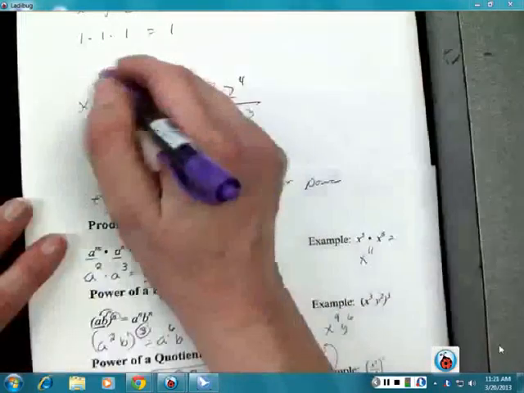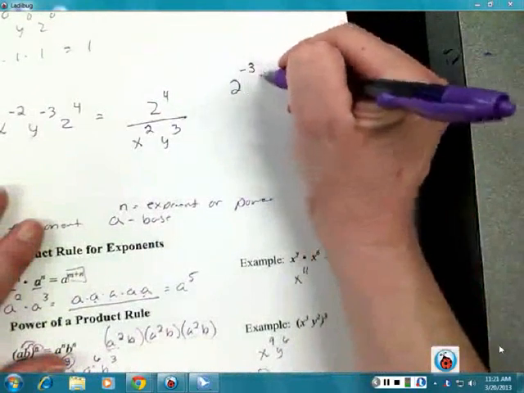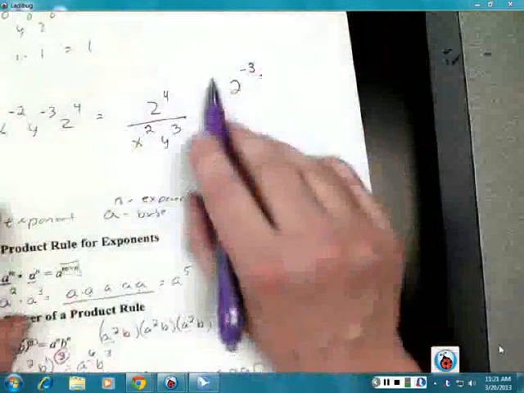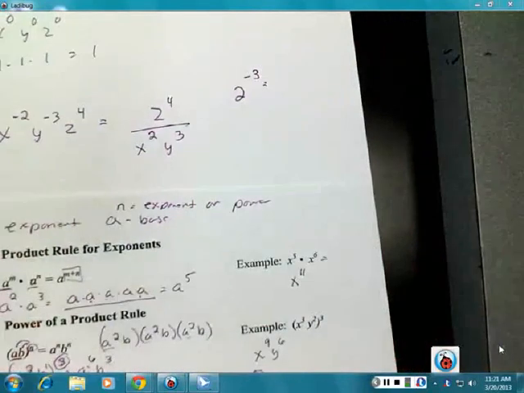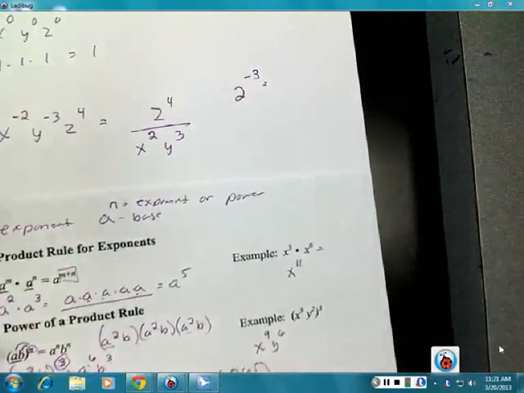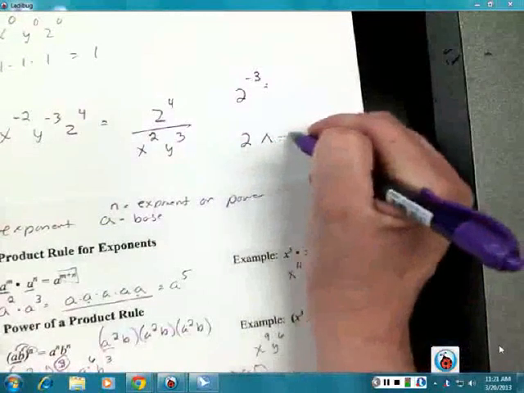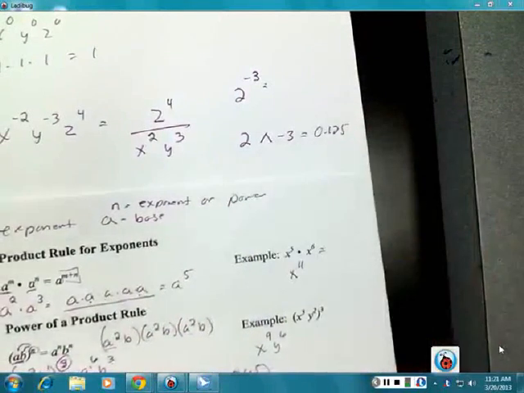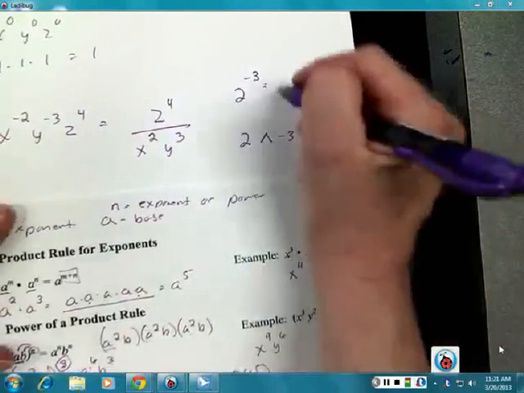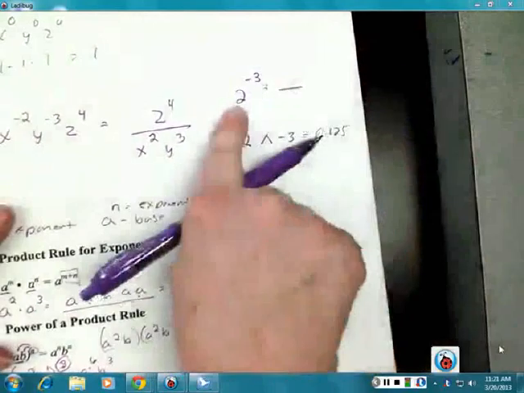They switch locations. If you look at a number raised to a negative exponent and I put it on my calculator, it'll give you a decimal number, right? So if I put 2 caret negative 3, I get 0.125. The reason that happens is because if I move this, it becomes 2 to the 3rd power on the bottom.